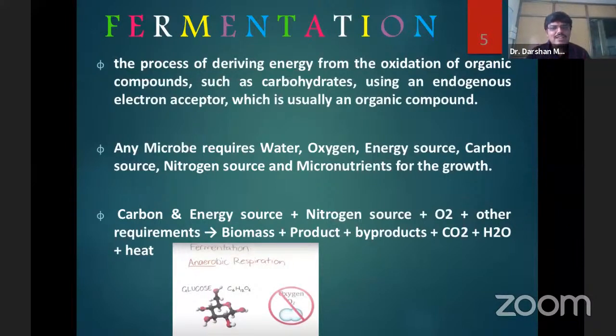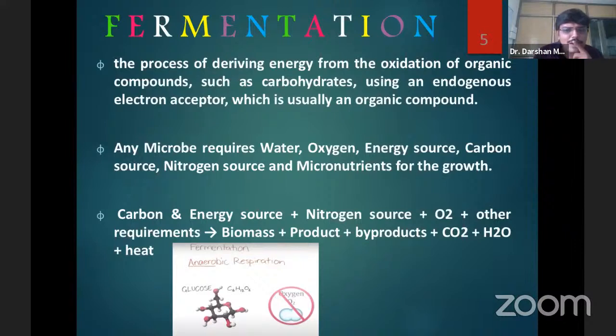Now we have two situations. Situation number one is known as anaerobic fermentation, and the other one is aerobic fermentation. First we will talk about the simple phenomenon, anaerobic fermentation.